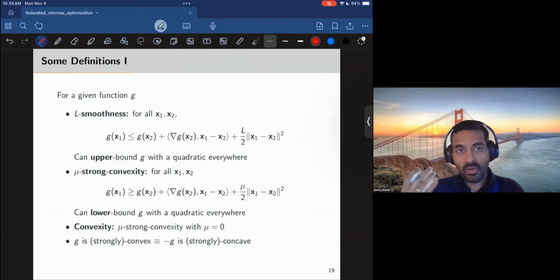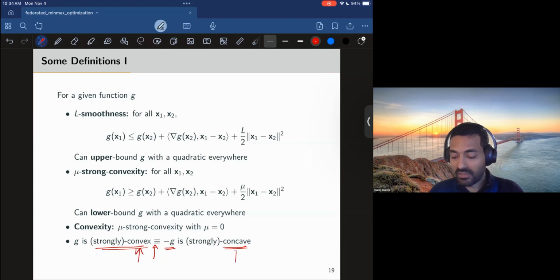And because we are going to talk about min-max problems, we'll also talk about concavity, strong concavity, and so on. That means that if some function g is strongly convex or convex, that is equivalent to the negative of this function being concave. So if the function is convex, the negative is concave. If the function is strongly convex, the negative is strongly concave, right? So once you're familiar with convexity, concavity shouldn't scare you.